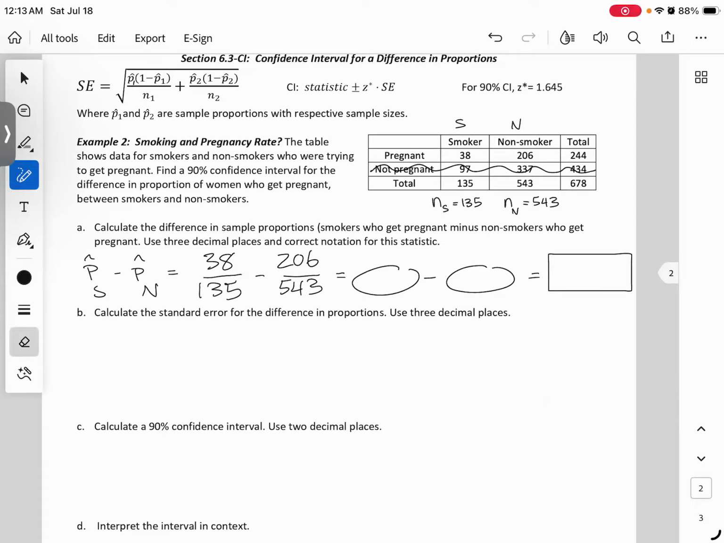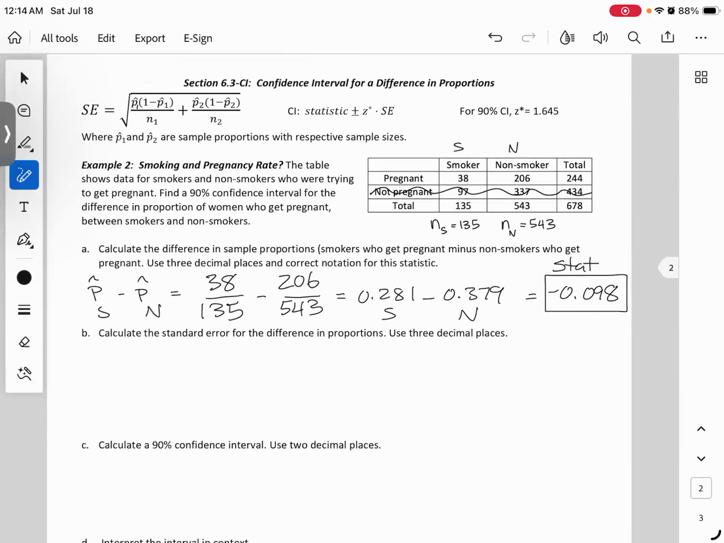And then now for our decimals, which I recommended doing, we got 0.281 for the smokers and 0.379 for the non-smokers. I'm going to put it right here. Smokers, non-smokers, those are their proportions. And as far as the statistic, it came out to be negative 0.098, which is suggesting that if a woman smokes, they're maybe about 10% less likely, like a 10% lower proportion that get pregnant. So that's our statistic.